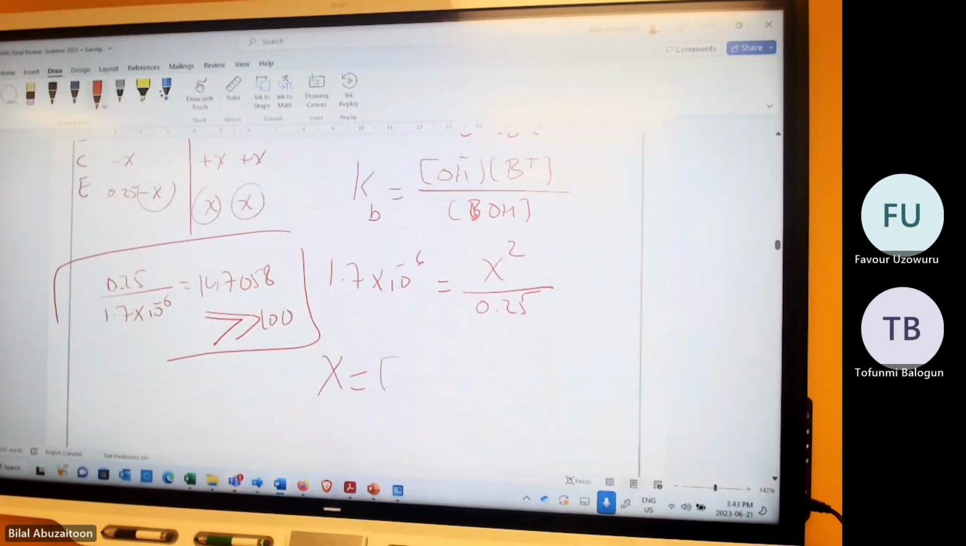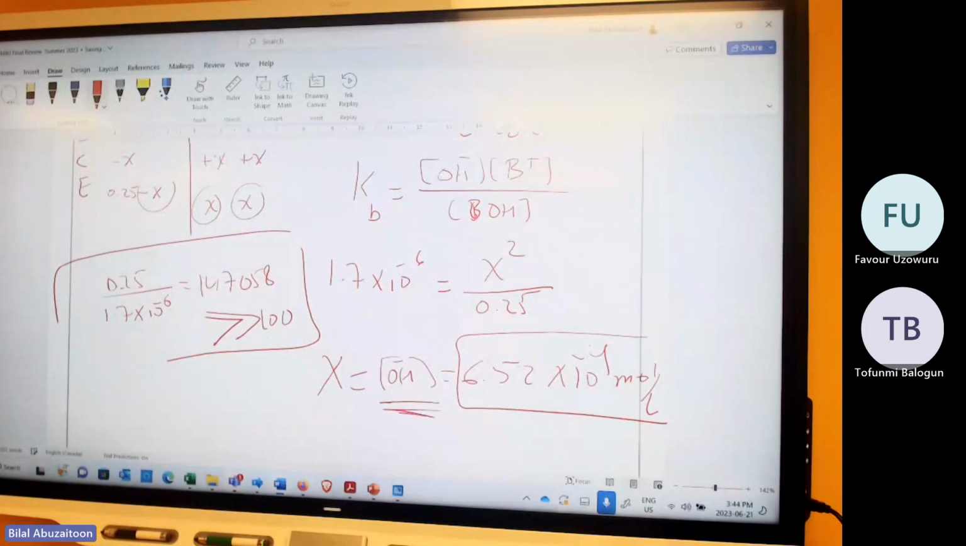X equals what, before we find the value? X equals what again? The concentration of OH minus equals what? 1.7 times 10 to the power of minus 6 times 0.25, equals, square root of the answer, equals 6.52 times 10 to the power of minus 4 mole per liter. This is the concentration of OH minus.